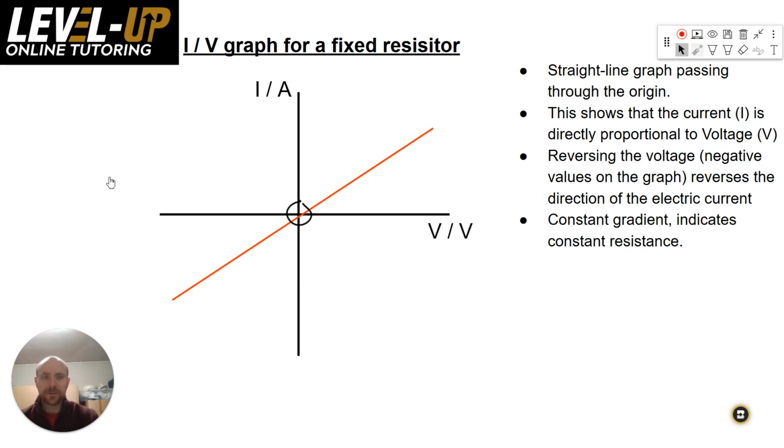If I reversed, as I said, if I reversed that voltage, so if I turned the battery around, I'd get negative voltages and I'd get negative currents. It's exactly the same shape on the other side of that graph. The constant gradient indicates that the resistance is constant. So for a fixed resistor, as the name suggests, we would hope that the resistance would be fixed. A wire, to a certain extent, will be fixed, but as we'll see in a second, it does change as that wire heats up.